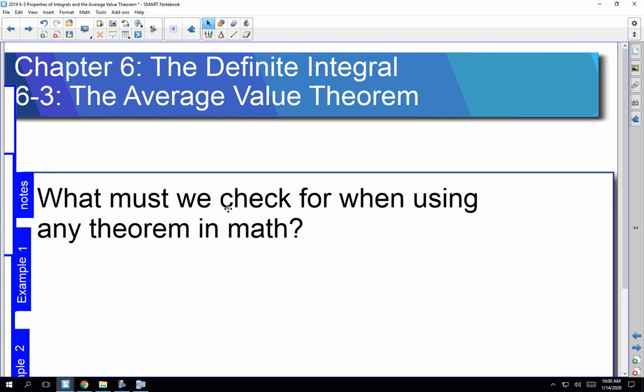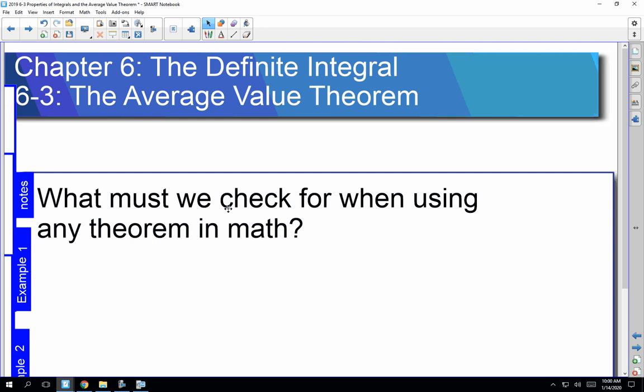So let me ask you this before I give you this other formula or rule, I guess. It's the average value theorem, or average value. What must we check for when using any theorem in math? We'll go back to geometry. Yeah, it fits all the requirements, right? It fits all the if part of it.